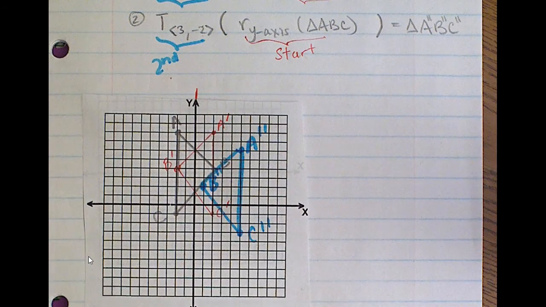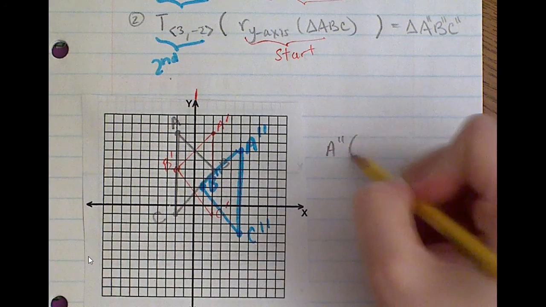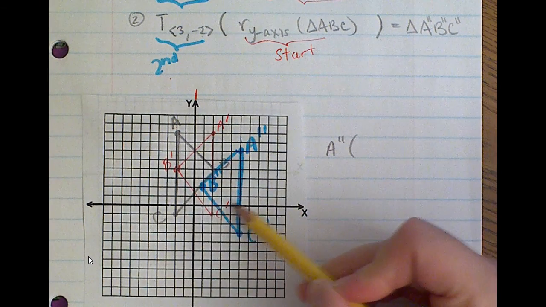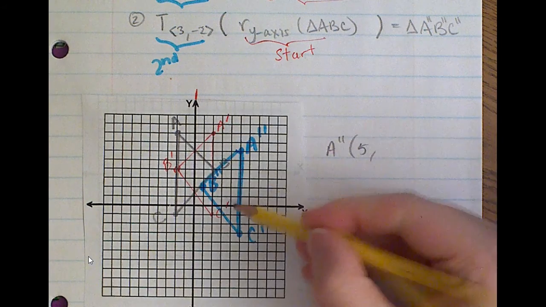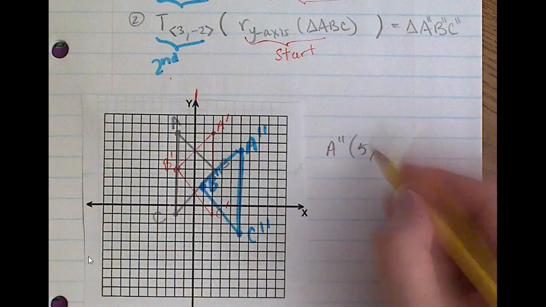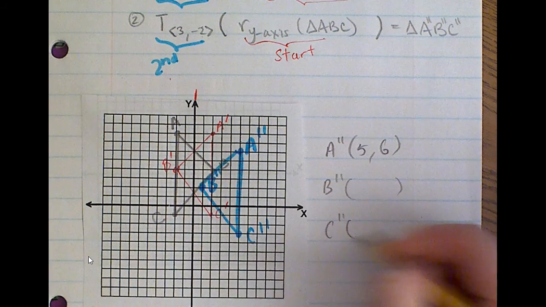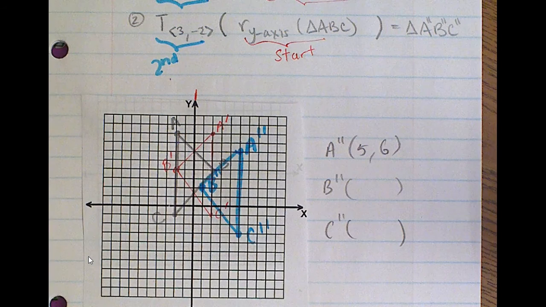And the last thing we would want to do is record our coordinates. So A double prime is at 1, 2, 3, 4, 5. 1, 2, 3, 4, 5, 6. B double prime and C double prime. Go ahead and get your coordinates for B double prime and C double prime.